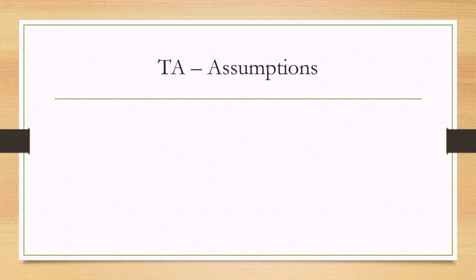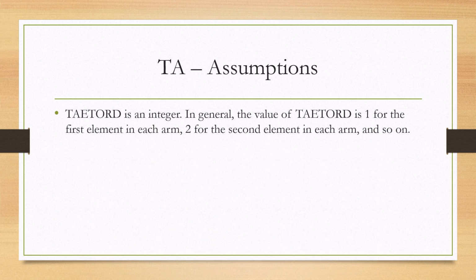Let's talk about the TA assumptions here. The TAETORD is an integer variable. In general, the value of TAETORD is 1 for the first element in each arm, 2 for the second element in each arm, and so on. Although the values of TAETORD are not always required to be sequential, their order must always be in the correct order for the elements in the arm path.